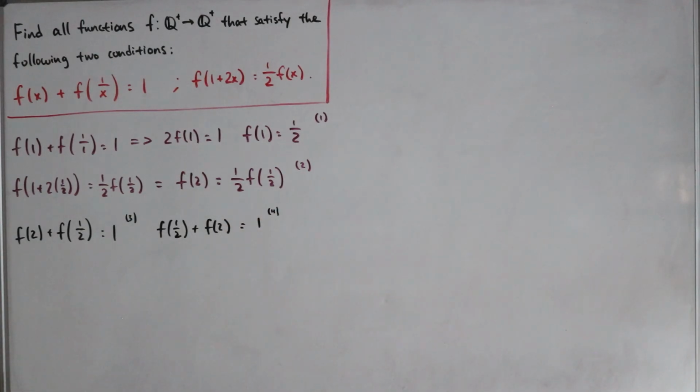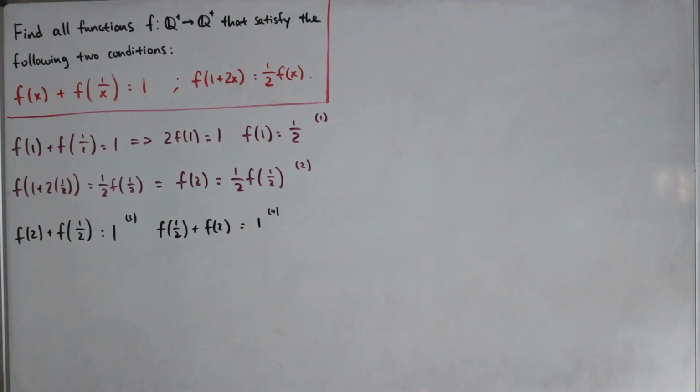Okay, so we have 4 equations that we're dealing with. We have f of 1 equals 1/2, f of 2 equals 1/2 times f of 1/2, f of 2 plus f of 1/2 equals 1, and f of 1/2 plus f of 2 is equal to 1.